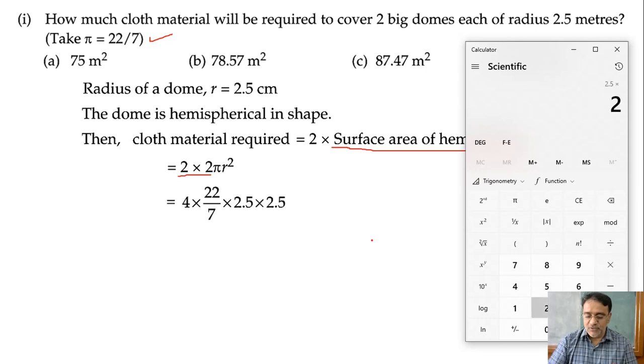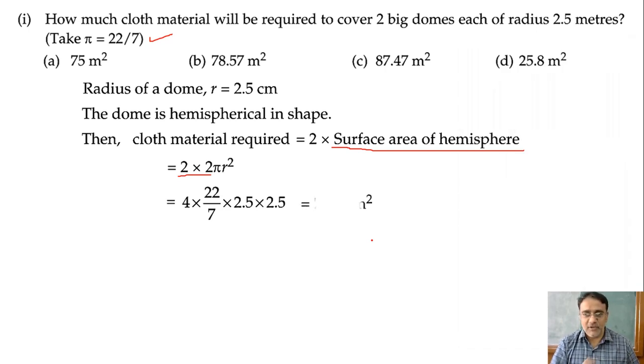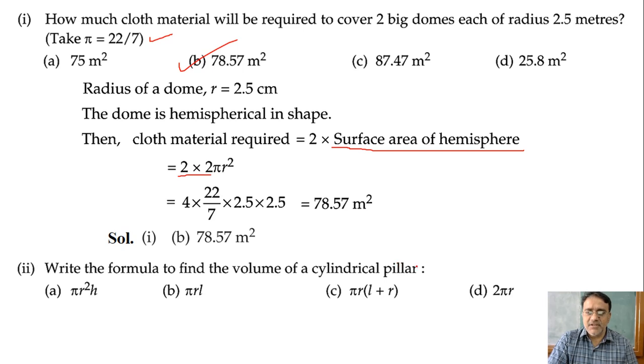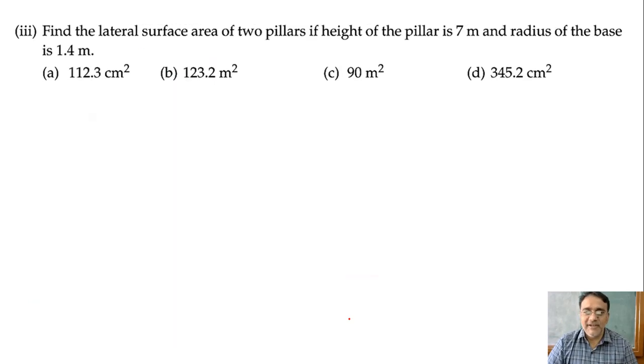So 2.5 into 2.5 into 88 divided by 7. So we are getting 78.57 approximately. So which option is the correct one? Second option, right. So now we'll move toward the second question. Write the formula to find the volume of cylindrical pillar. So what is the volume of cylinder? Pi r square h. Right. So which option is the correct one? A. Right.